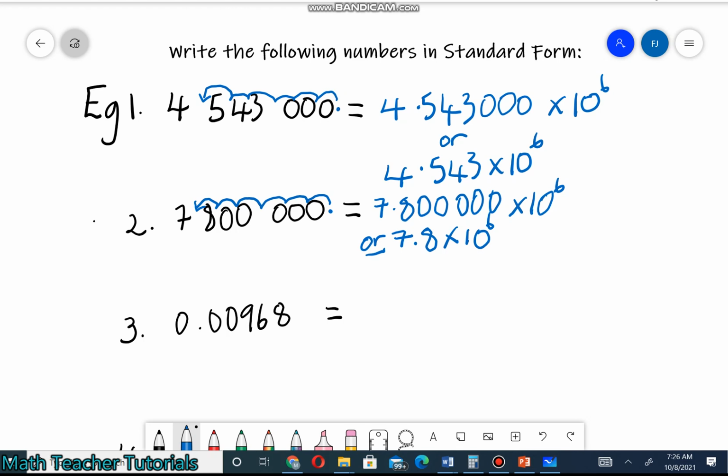Our third example is 0.00968 to be written in standard form. Since this number is already a decimal, we already know the position of the decimal point. So now we need to figure out what direction to move the decimal point in. As you notice, the only digit to the left of the decimal point is a 0. And our aim is to get only one digit to the left of the decimal point, but that digit cannot be 0. So we want to get one non-zero digit to the left of the decimal point. In order to do so, we must move the decimal point to the right until we have achieved that objective. So we move the decimal point 1, 2, 3 places to the right.